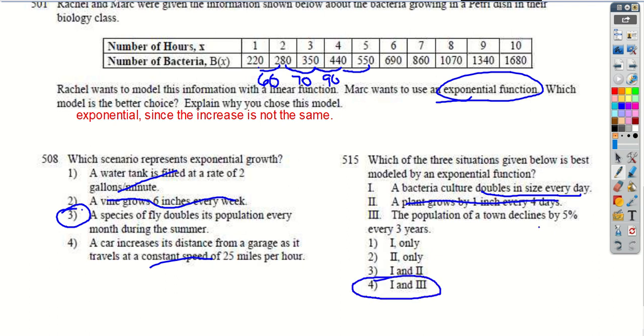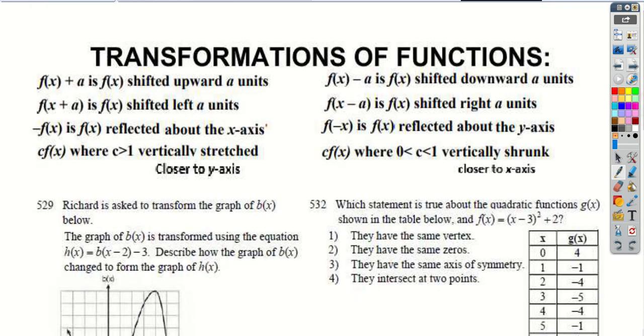Okay. By 5%, this means multiplication. So that's how I know we're going to be picking that one as well. Okay, transformation of functions.